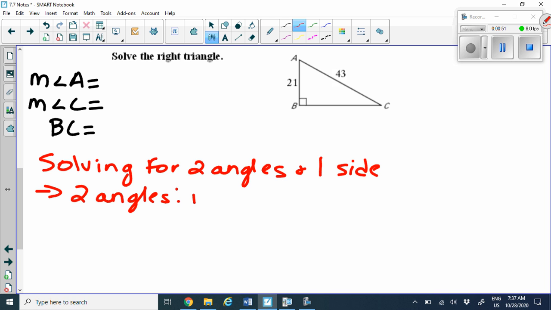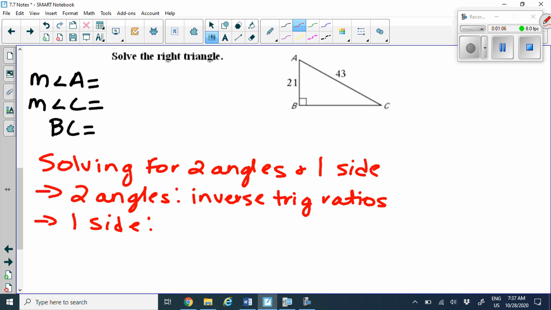This is where we have to use our inverse trig ratios. So this is what you learned in the 7.7 day 1 notes, where we did inverse sine, inverse cosine, and inverse tangent. And then if we're solving for one side, this is where we're going to use the Pythagorean Theorem.